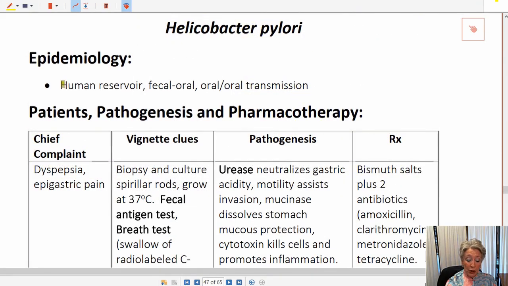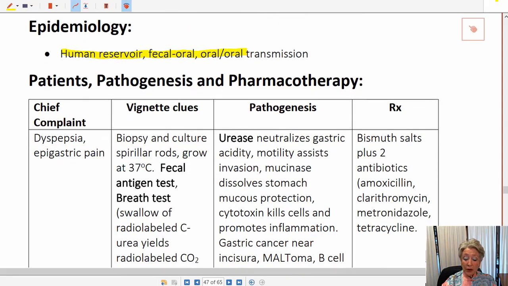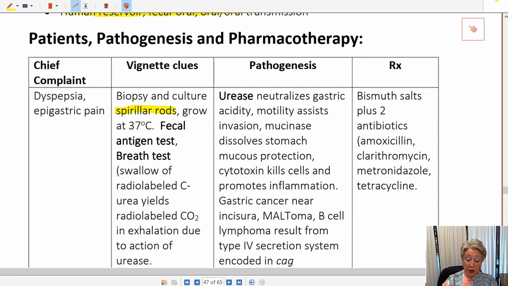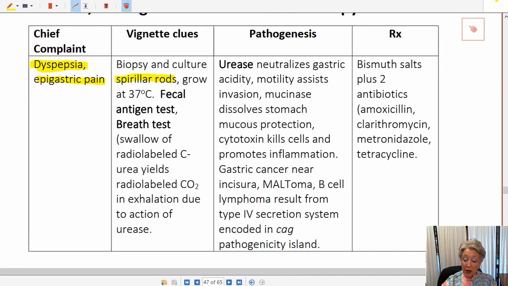Helicobacter. Human to human, fecal oral, and oral transmission. Okay. Helicobacter is another rod with an unusual shape, but this one is more of a spiral in shape. Spiral rods instead of simple curved. The presenting complaint is going to be dyspepsia and epigastric pain. This, of course, is the one that's associated with gastritis and ulcers, and in later periods of time can associate with the development of cancer. Okay?